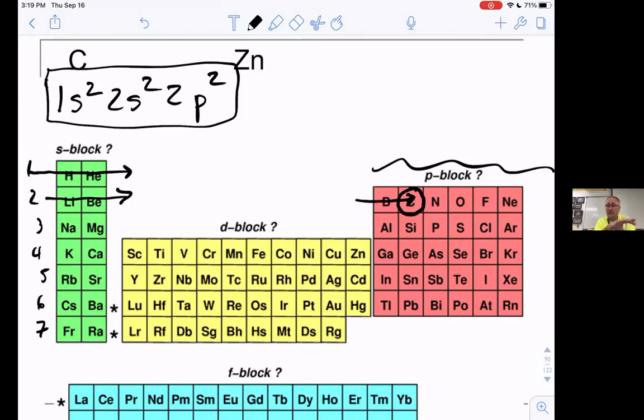Then you have the 2s spherical with 2 electrons. Then you would have 2 of the 2p orbitals, each with 1 electron, being a total of 2. And I'll show you the each with 1 electron in a little bit. That's carbon. Let's go do zinc.